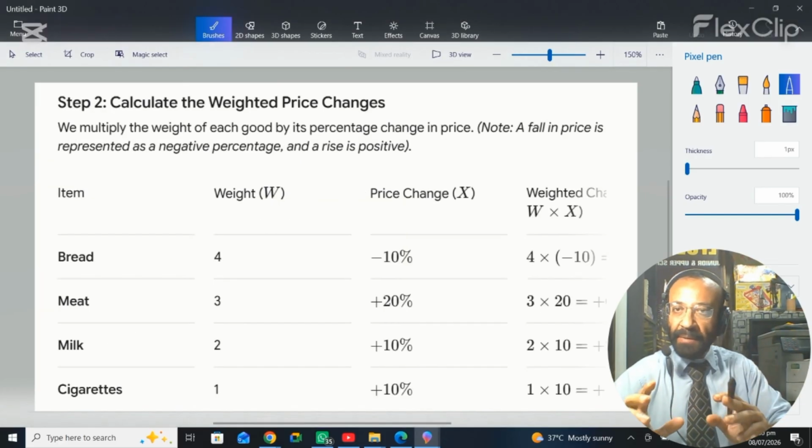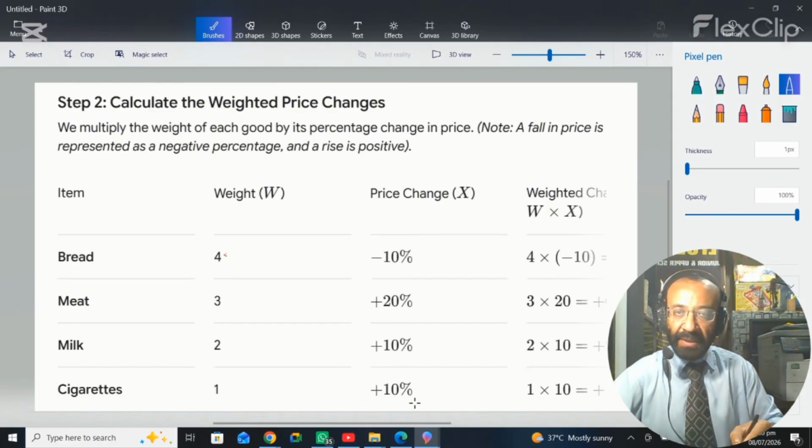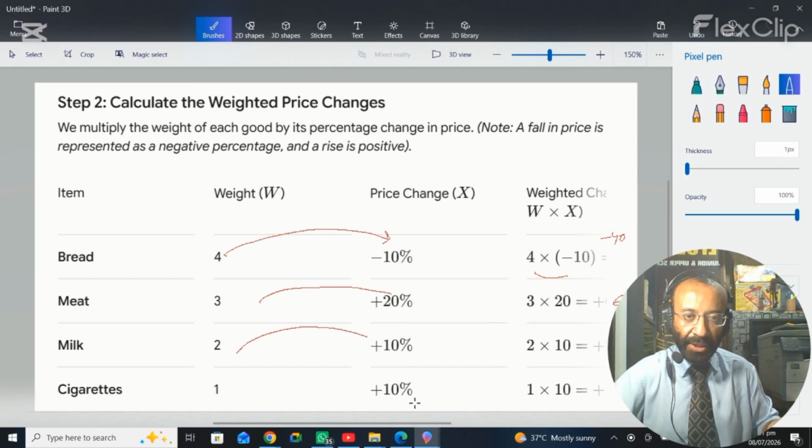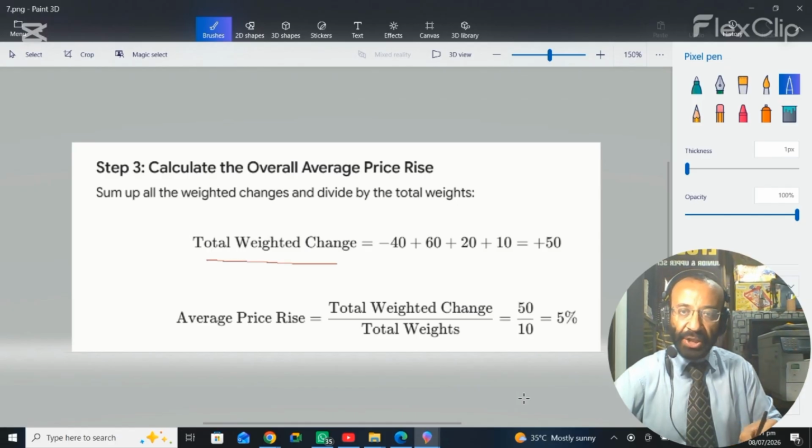Now we will multiply the weight of each good by its percentage change in the price. So 4 multiplied by minus 10 is equal to minus 40. 3 multiplied by 20 is equal to 60. 2 multiplied by plus 10 is equal to 20, and 1 multiplied by 10 is equal to plus 10. So the total weighted change is minus 40 plus 60 plus 20 plus 10, which is equal to plus 50.